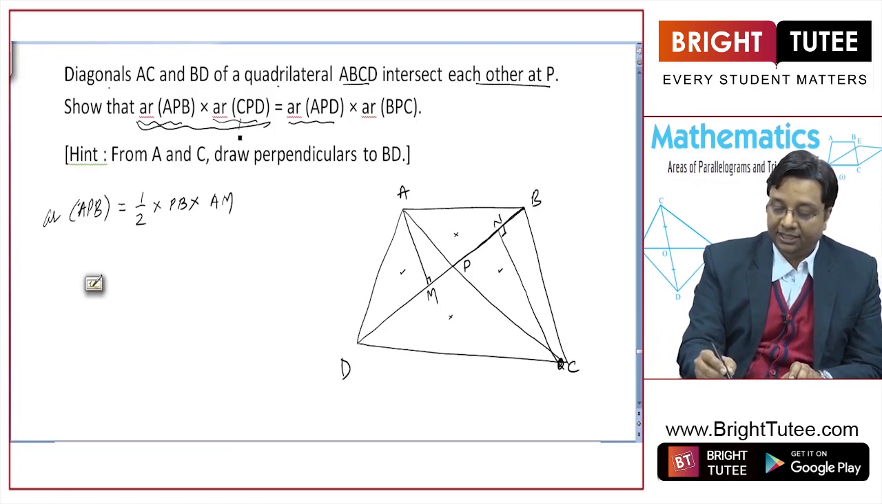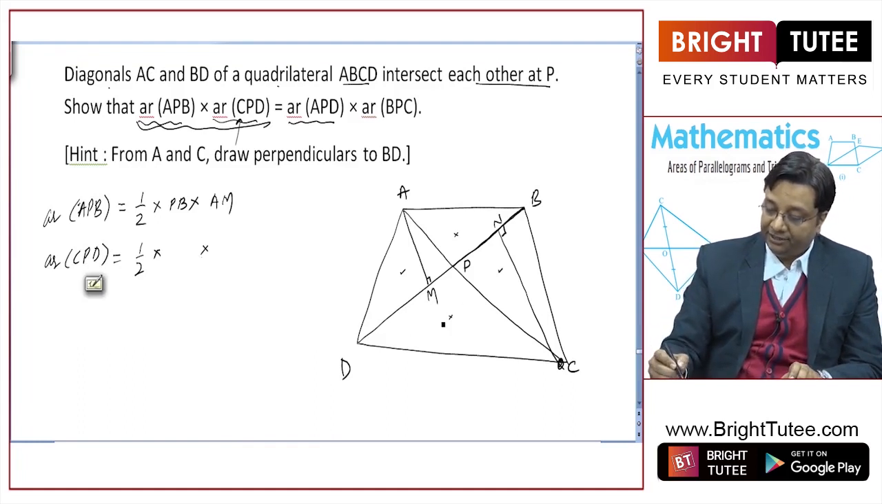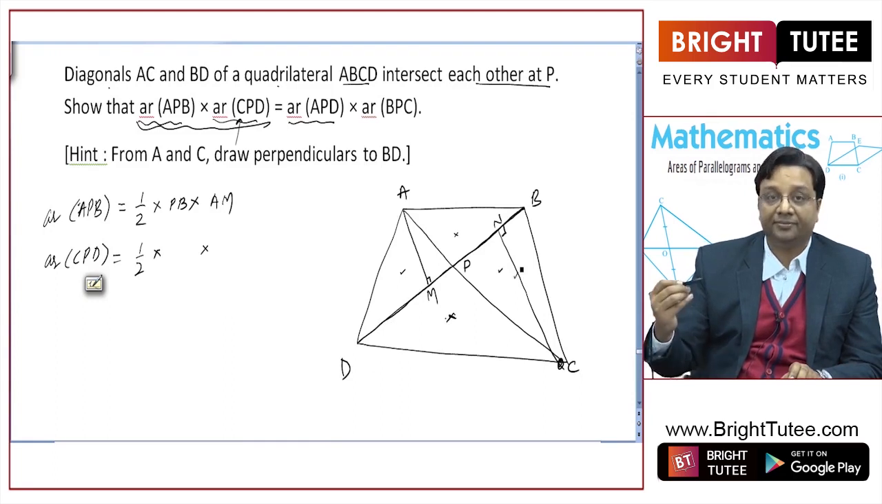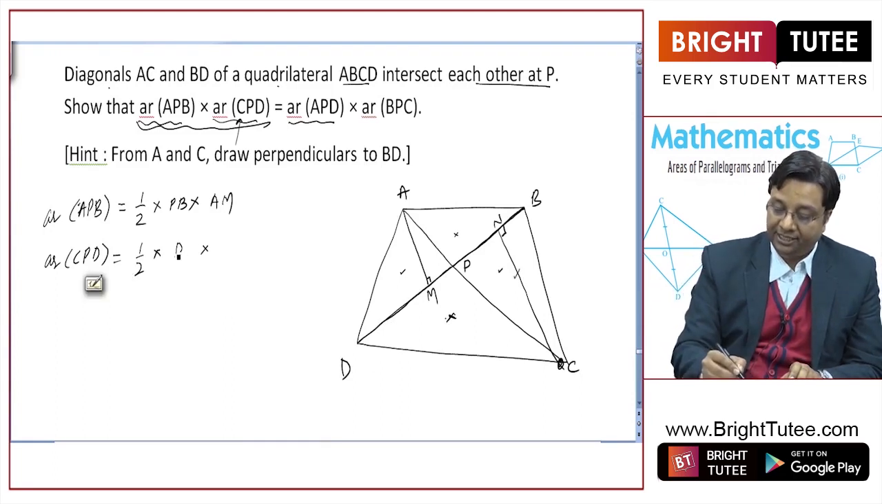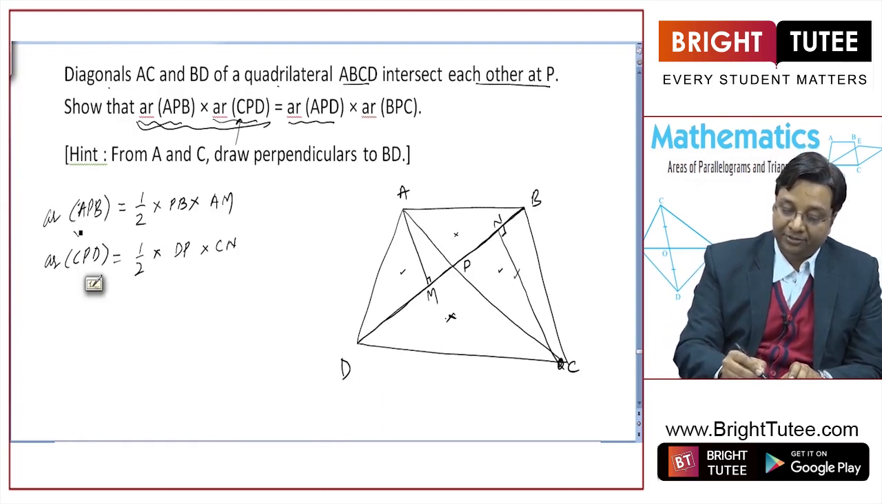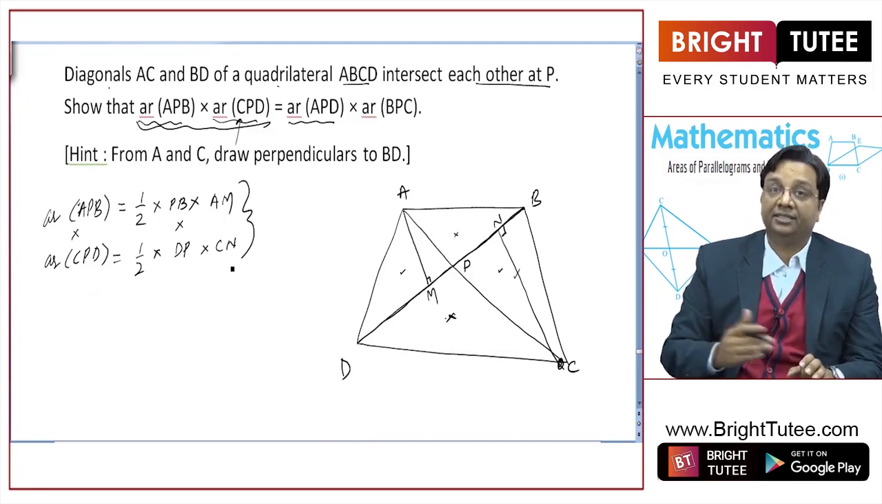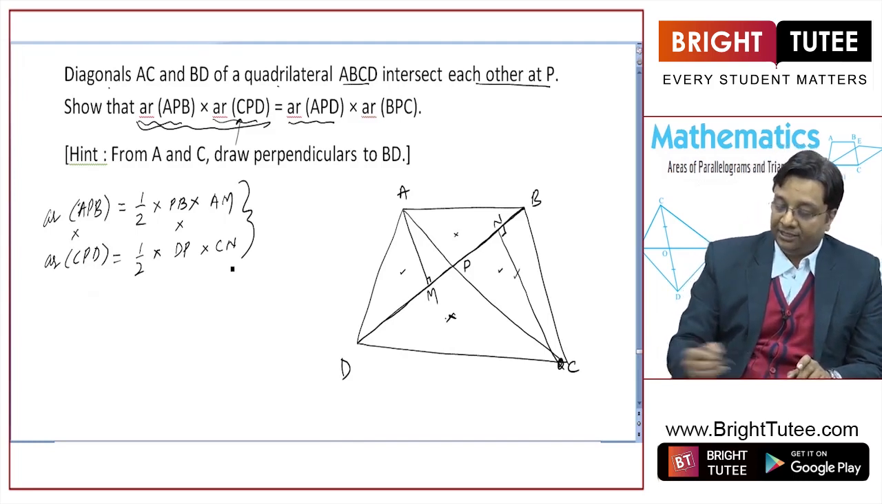And what is the other area that we have on the left hand side? Area of CPD, and it is equal to half into base into height, right? So look at this triangle CPD, that is this triangle here. If I consider DP as my base, CN will be the height. So half into base DP into height CN, right? So the left hand side is the product of these two areas. If the right hand side is also of this form, then we can say left hand side is equal to right hand side. So let us consider the right hand side now.